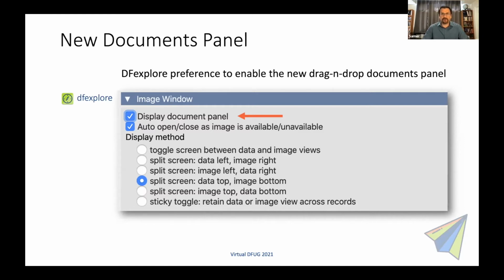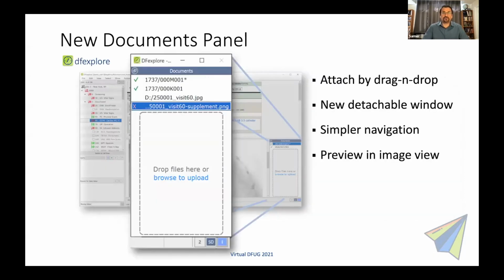The preference, however, when enabled in DFExplore preferences settings, will let you see this new documents panel, and it is a fully featured panel that makes attaching documents to the current record simpler and faster with drag and drop functionality. This also makes it easy to review documents in the image view by traversing through the documents list, which was previously only possible by opening the review images dialog from the menu.